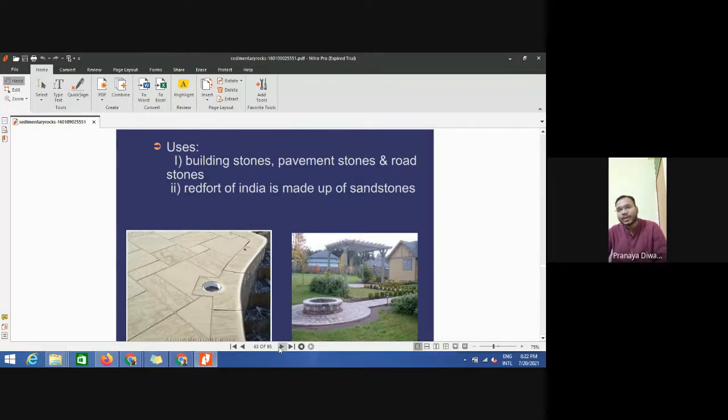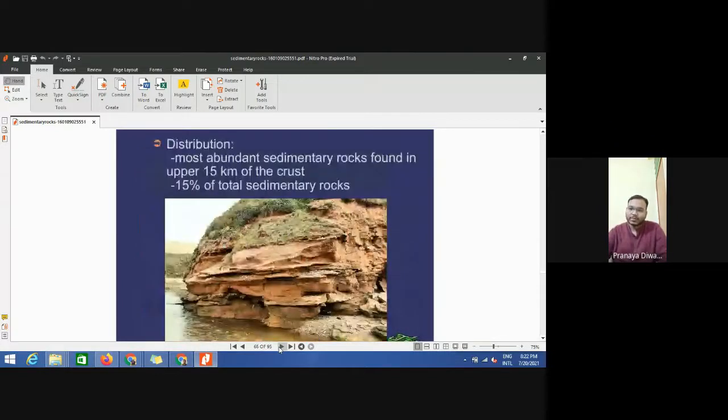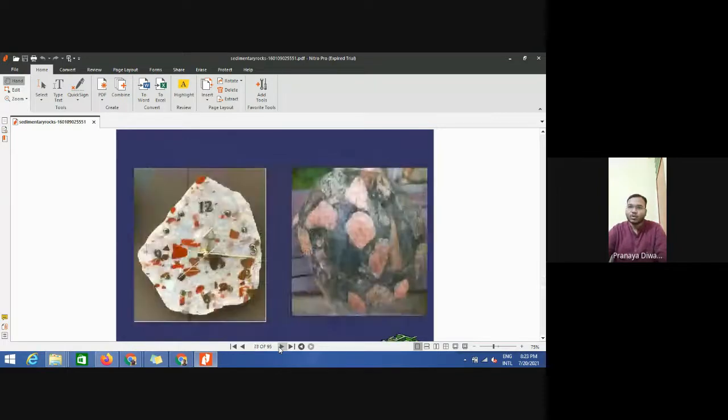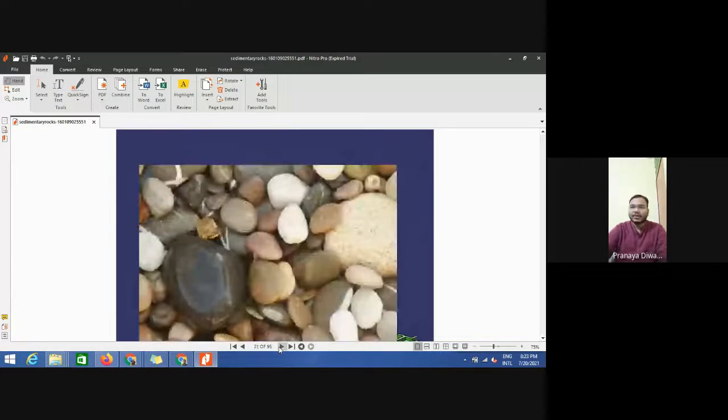The Red Fort of India is made up of sandstone. You know the Red Fort of India. Then you have a conglomerate. What is the use of conglomerate? As a decoration. You might have heard of boulders, pebbles and cobbles found in some homes.